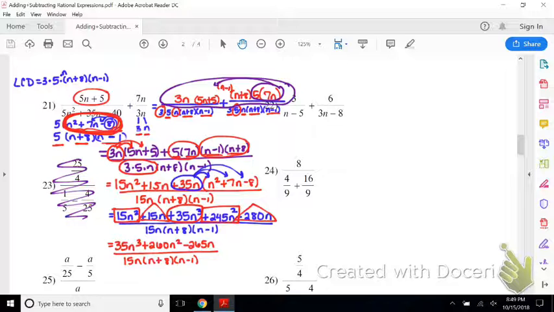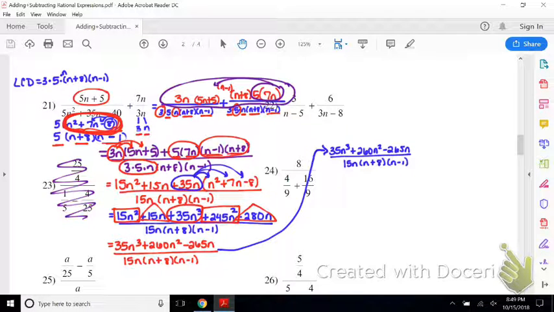So let's see. I'm going to, let's just bring this up here. So we have 35n cubed, I'm just rewriting it, plus 260n squared minus 265n all over 15n times n plus 8 times n minus 1. Alright, so I want you to pause this real quick and see if you can factor out that numerator. Check your numbers and check your variables. So pause your video and you try to do it too.